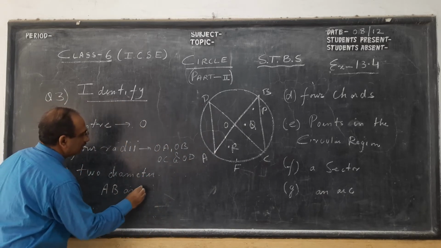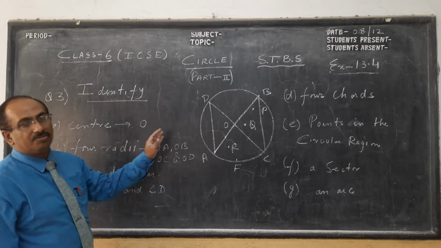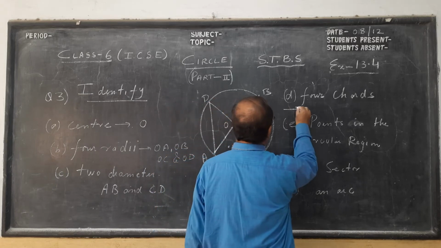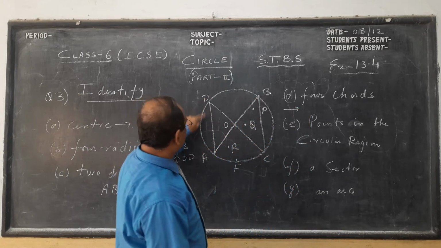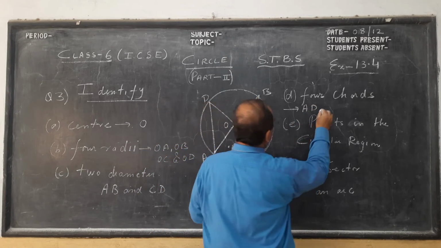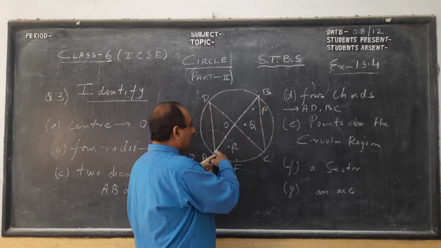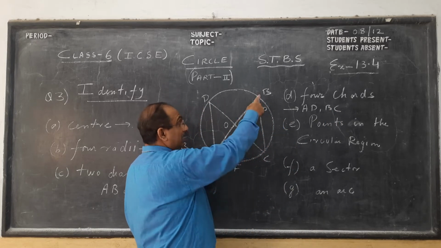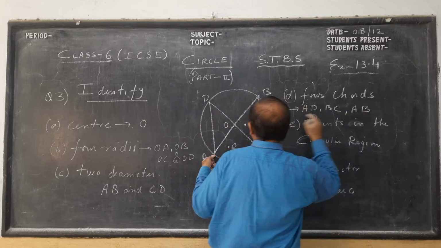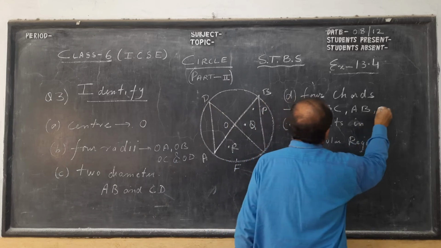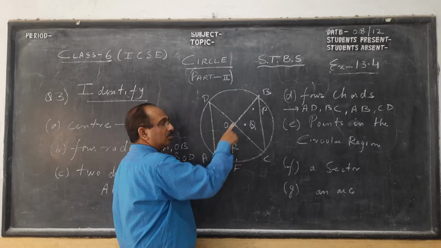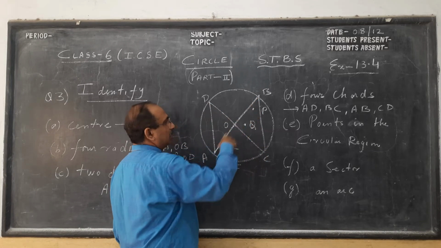If your concept is clear from part 1 of the video, this will be very interesting and you will enjoy doing this. 4 chords, children. First chord is AD. Remember the concept. Chord AD. This is BC. These are the 2 lines. Is this chord AB? Yes, diameter is the largest chord passing through the center. So we have AB as well as CD, another diameter. Diameters are also chords and these 2 are chords. Once more, this is a chord, this is a chord, diameter is a chord and this is a chord.